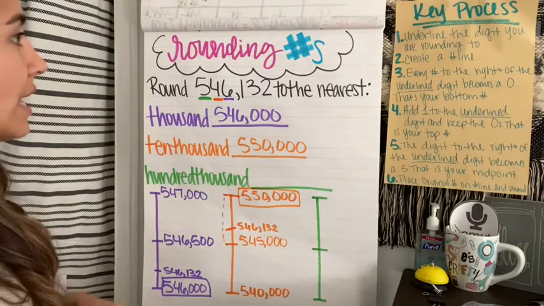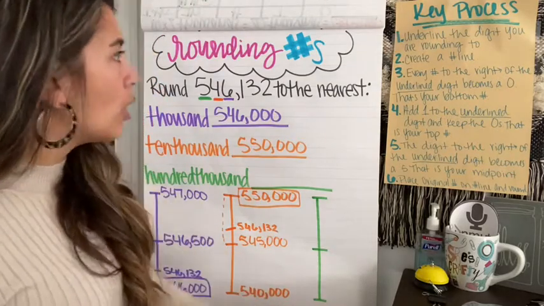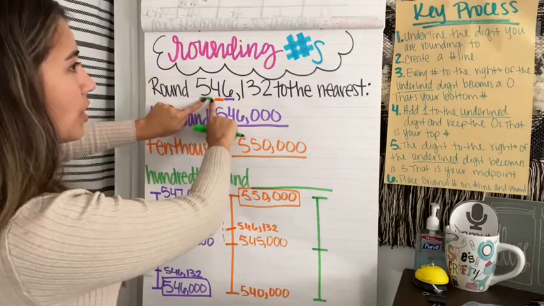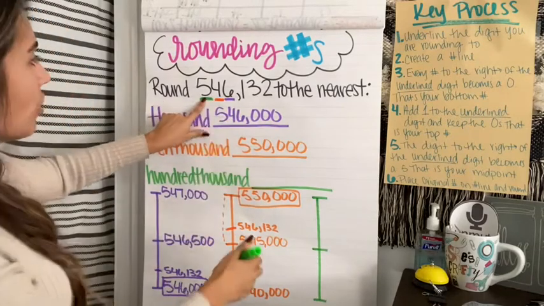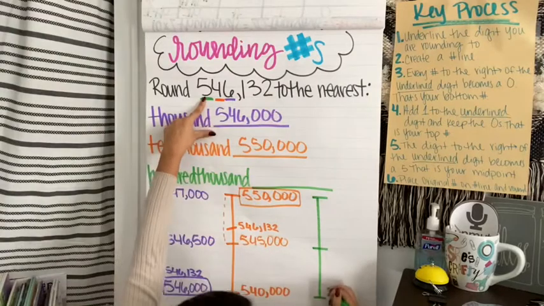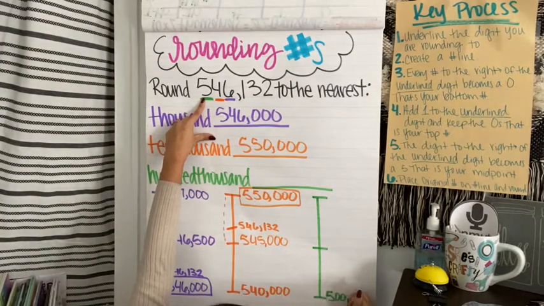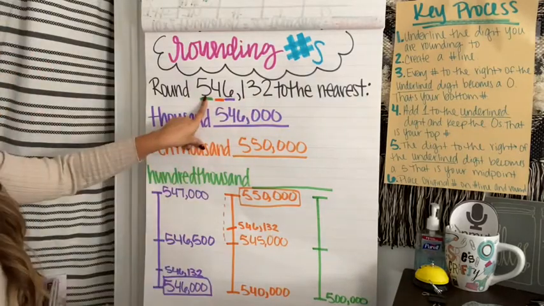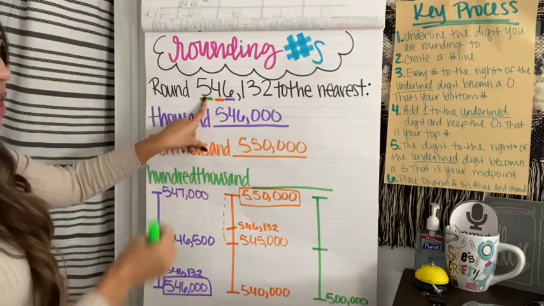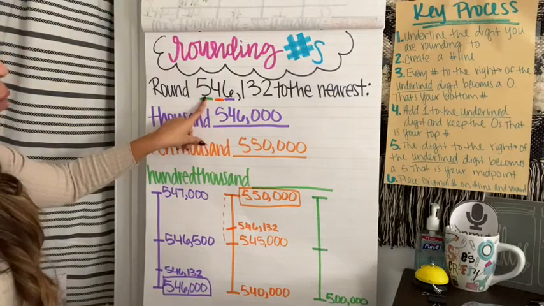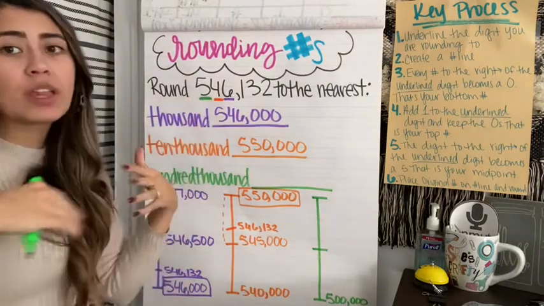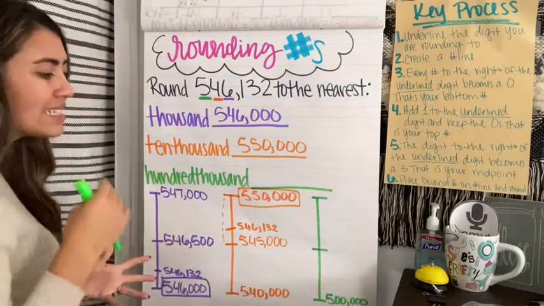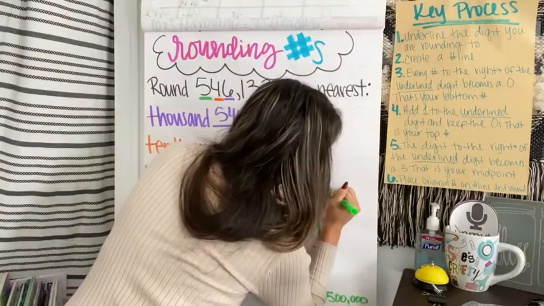Step 3, now I got to figure out my low point. Well, every number to the right of the underlined digit becomes a 0. So that's going to be easy. It's going to be 500,000, because these all become zeros. Okay? My bottom number. Next, I got to look at my top number. Add 1 to the underlined digit. 5 plus 1 is 6. So my top number is going to be 600,000.